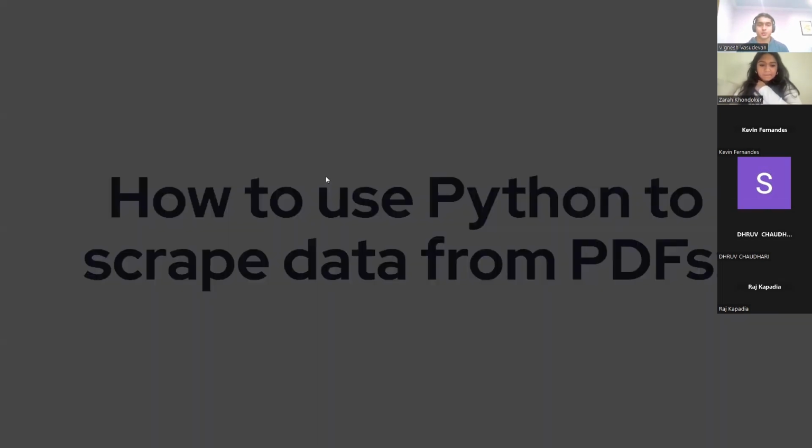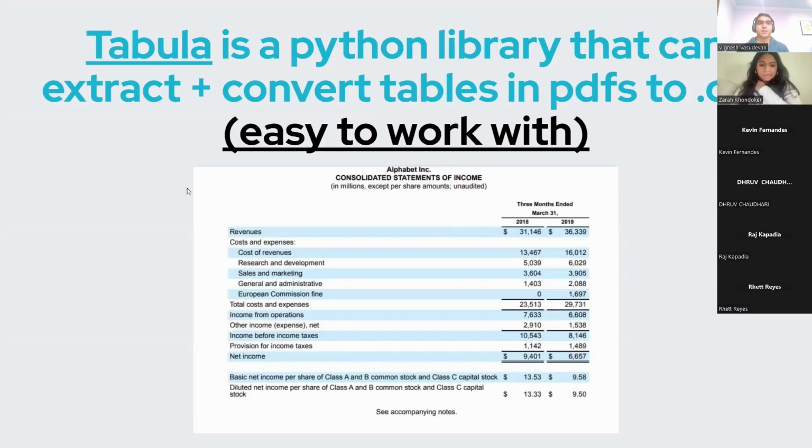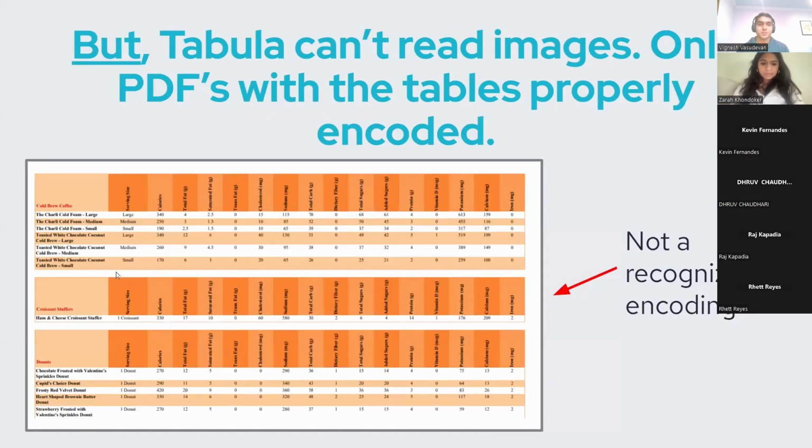And now we're going to scrape data from PDFs. So the library you will want to have is not Tabula, because even though Tabula is what most Python people use to read tables, it's not actually going to work with this PDF because this data isn't actually encoded properly in a recognized encoding. It's literally just a picture on a screen. So it's not going to be recognized by any program like that.